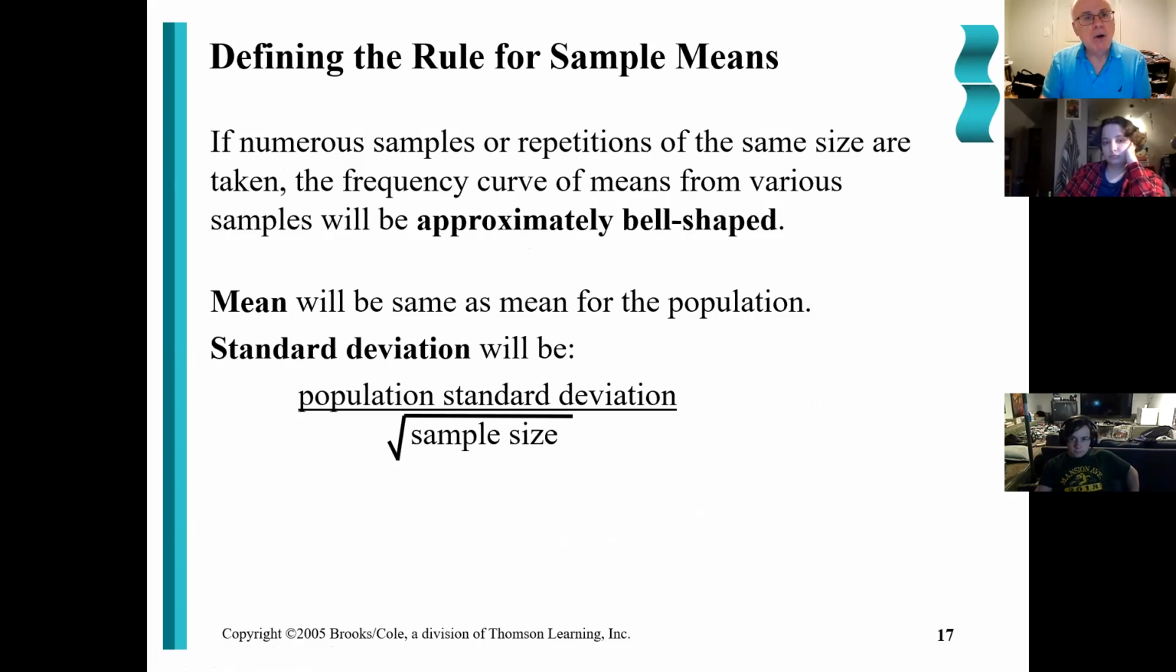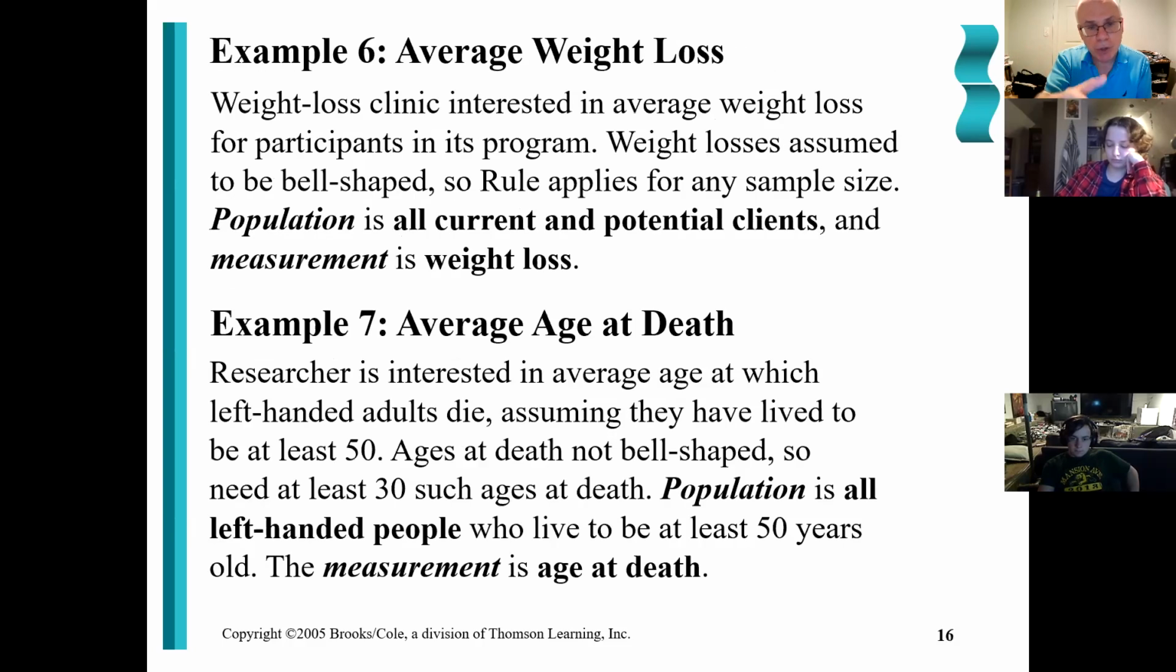So again, obviously in our own research, we're going to pick one sample of a certain size. When we say size, what are we referring to? We're referring to the number of people in our sample. But if we could list all possible samples of that sample size, and whatever we're measuring, we find the mean or average of that measurement for each one of those samples, then the frequency distribution of those means would be approximately bell-shaped according to these rules here.